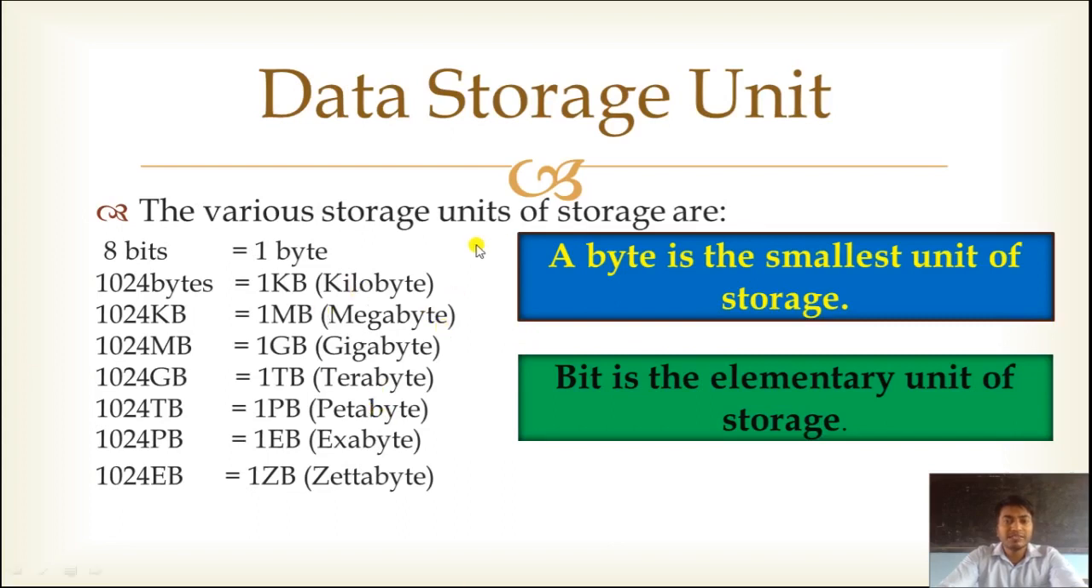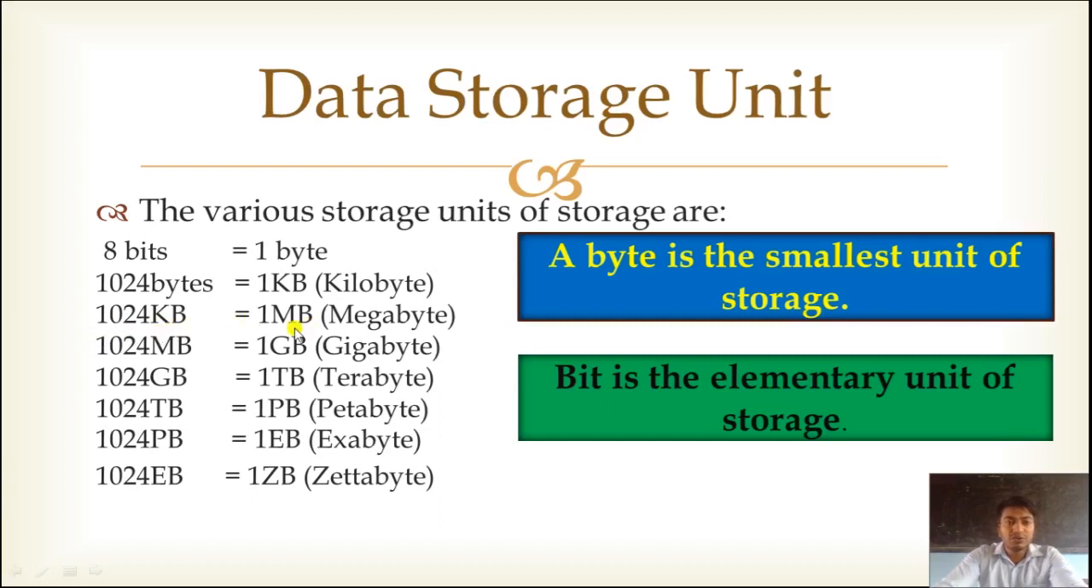Today we are going to revise chapter 1, where we will see data storage units and computer memory. So let's start. You might have heard the names KB, MB and GB. These are storage units. Apart from that we have many storage units. So 8 bits is equal to 1 byte. 1024 bytes is equal to 1 KB. KB full form is kilobyte.